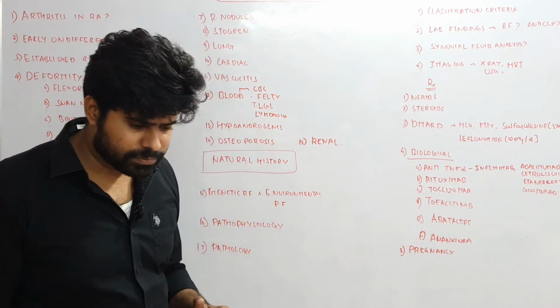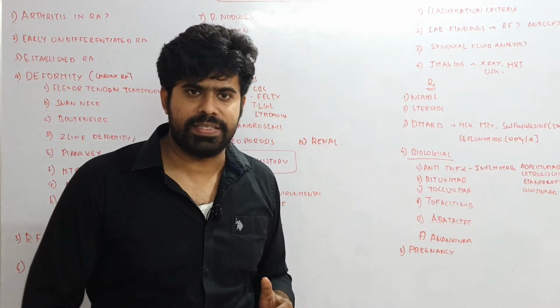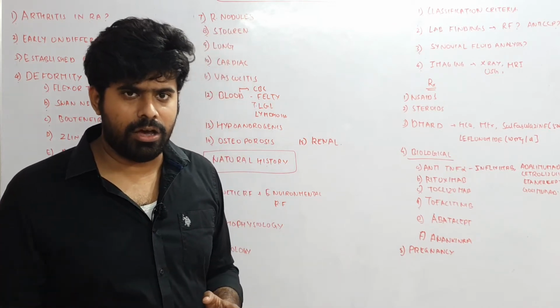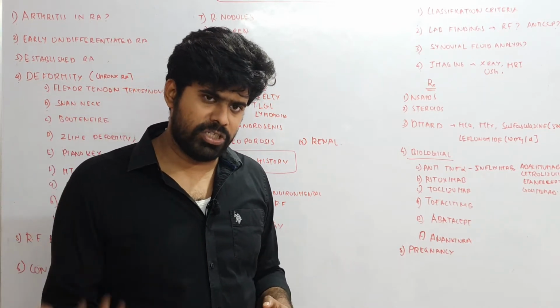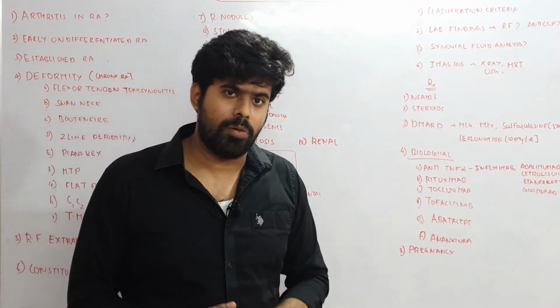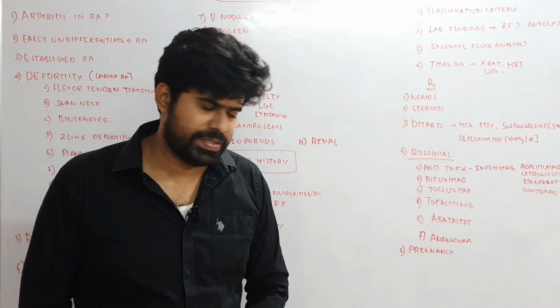Then lymphoma. Lymphoma is present at a fourfold higher rate in RA patients than in the general population, especially diffuse large B cell lymphoma, which is more commonly prevalent in rheumatoid arthritis patients.